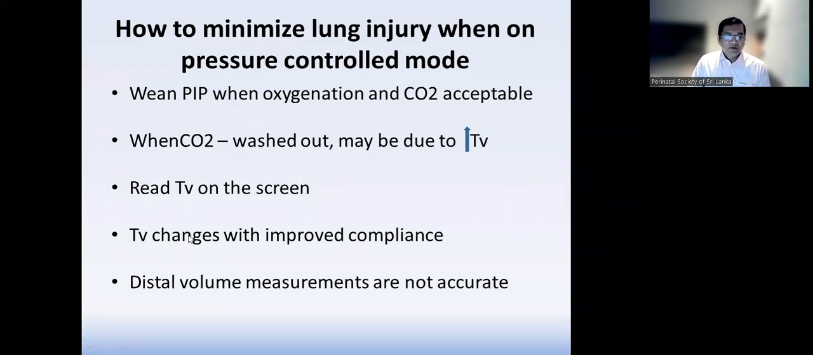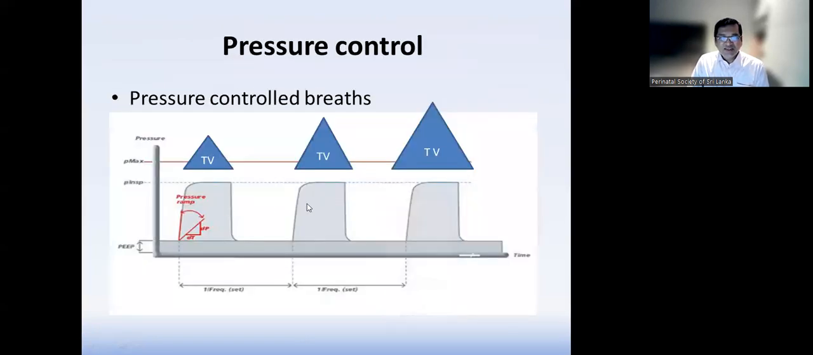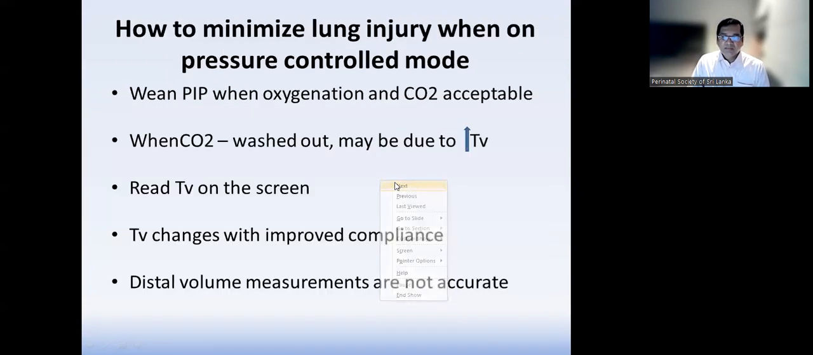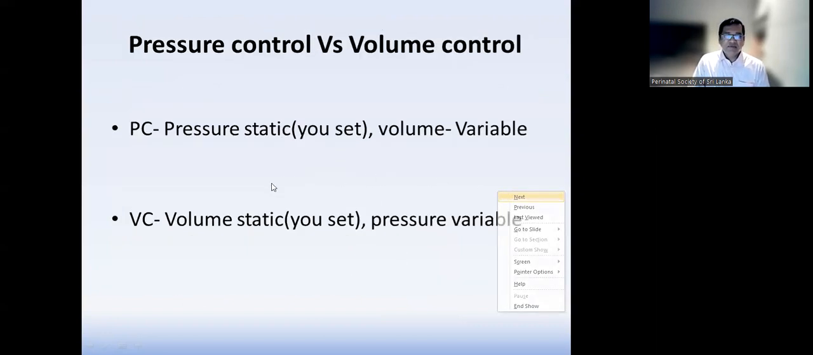Right. So problem is tidal volume changes with the improved compliance. When you give surfactant with the first breath, the compliance will not improve. But with time, the compliance will improve. So with each breath, as I showed you in the previous slide, with the improvement of the lung compliance, the tidal volume will increase because we have no control over the tidal volume. Right. So this is what I said. Distal volume measurements are not accurate. So we have spoken enough about that.